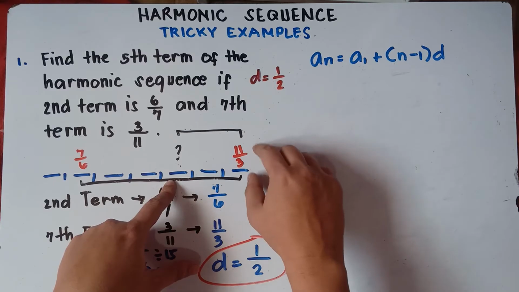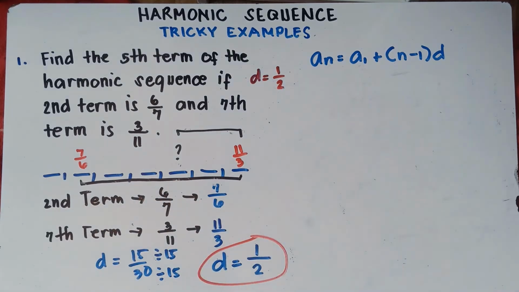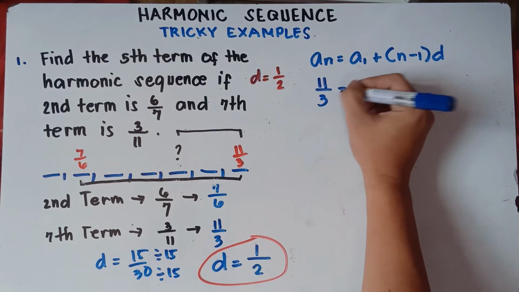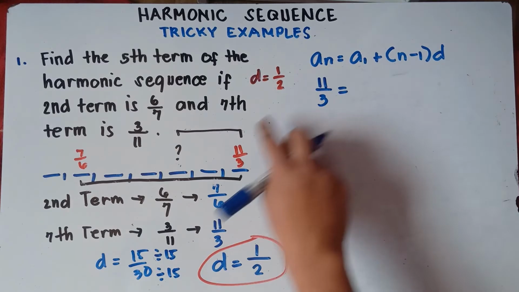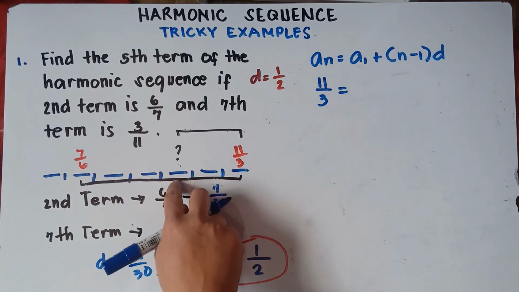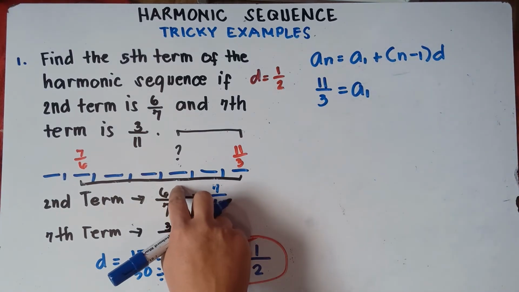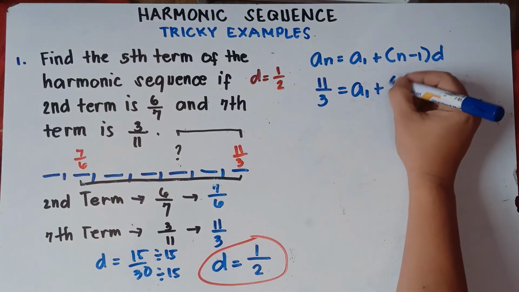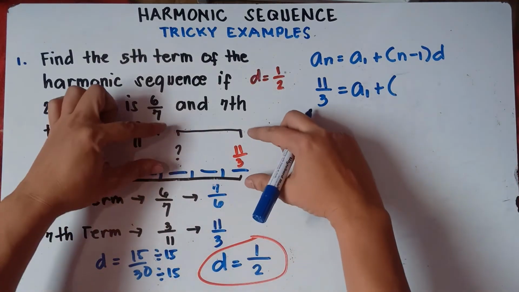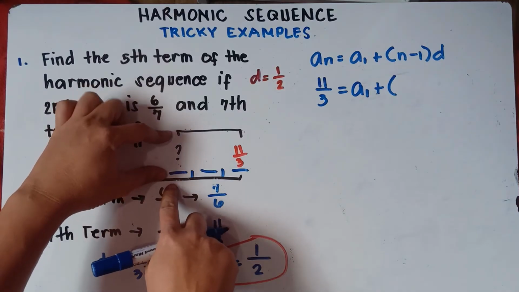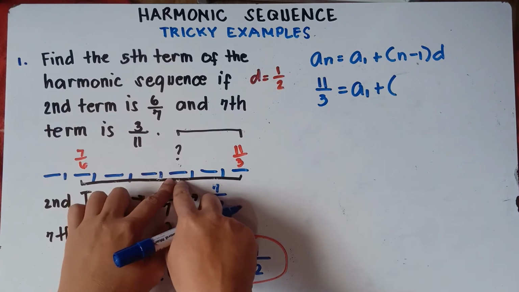Of course, this will be our last term, a sub n. Our last term is 11 over 3 equals our first term. We assume that this fifth term will be our first term, so that would be a sub 1 for the fifth term. We're looking for this one, plus our n, the number of terms. Since we are just looking for this one, we have 3 terms.